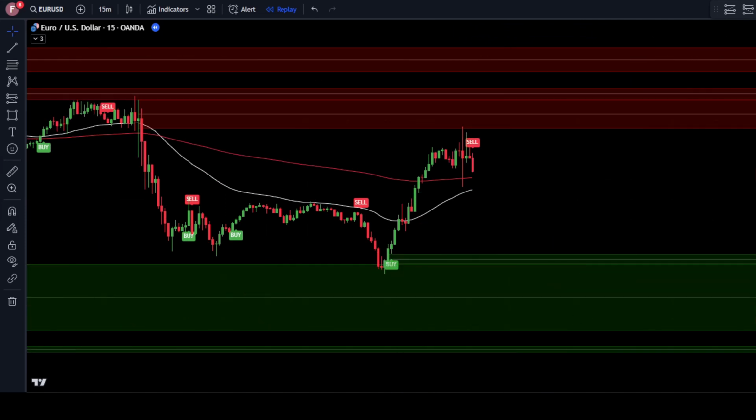How to place a sell order. If the 50 EMA crosses below or is below the 200 EMA, it is a sign of a bearish trend. In this position, your focus will only be on finding the best point to place a sell order. Wait for the price candlestick to retest the supply area or bearish order block area.